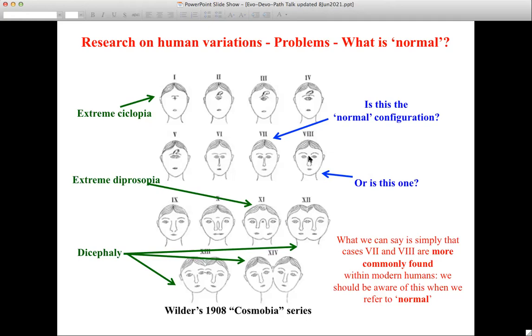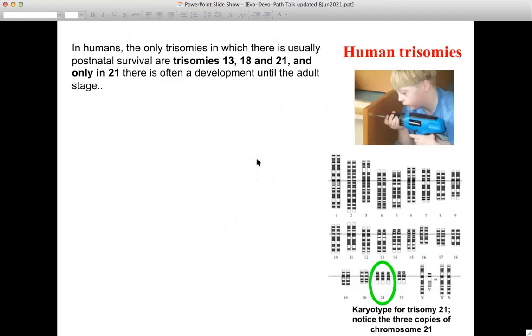The only thing we can say is that right now, these 2 phenotypes are the ones that most commonly arrive at the adult stage in humans, at this moment, at this place, right? That is the only thing. There is no normal or abnormal. So when I say normal, you understand that I'm simplifying.